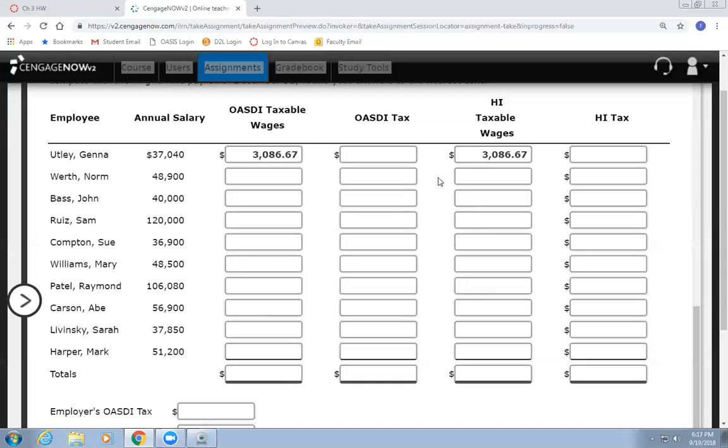Then you're going to do the same thing you've been doing. Take 6.2% and then 1.45%. So you can go through and work these out if you want. I will type in the answers so you can check, if you don't want to type them all in. And then we'll do Sam together since he's an exception. But the rest of these are pretty straightforward. So Jenna, her OASDI tax should be $191.37, and the high would be $44.76.